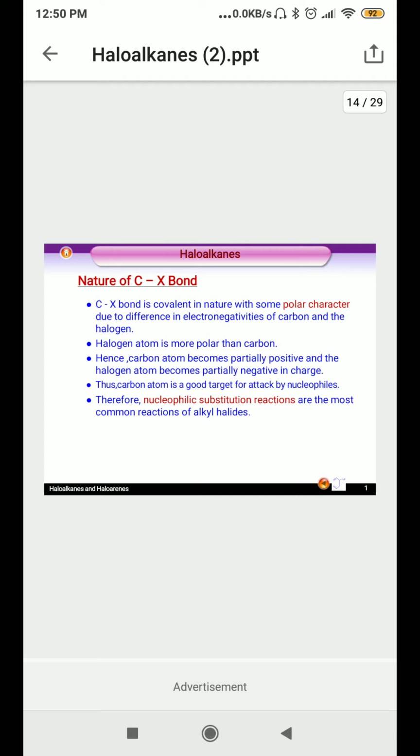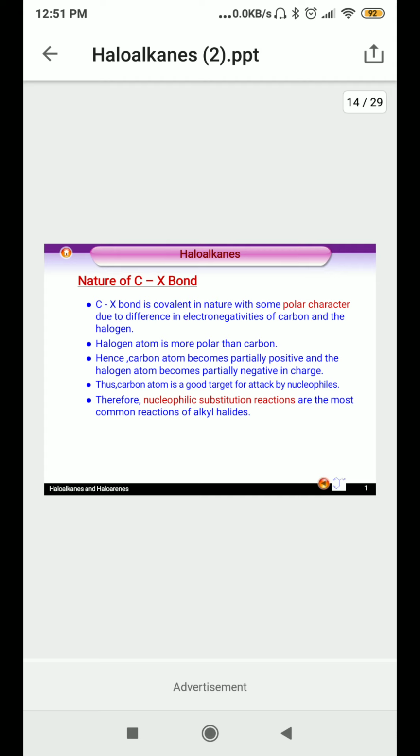And the halogen atom is more electronegative than carbon. The carbon atom becomes partially positive because electrons will be attracted towards the halogen, so a partial positive charge develops over the carbon atom, and the halogen atom becomes partially negative. Thus the carbon atom is a good target for attack by a nucleophile. So what happens, there is a positive charge, and any nucleophile which has a negative charge like the hydroxy group or any halogen group will directly attack the carbon atom. Therefore nucleophilic substitution reactions are the most common reactions of the alkyl halides.